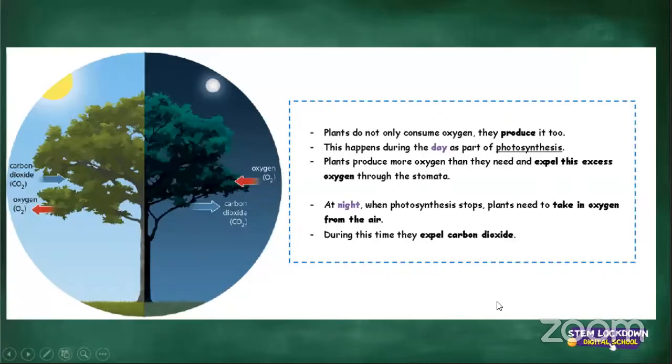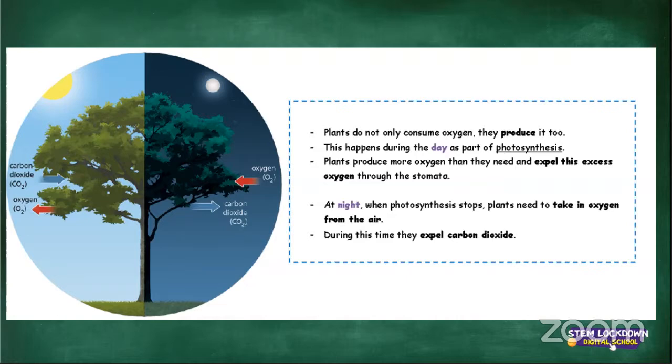Now over here we just have a picture of what happens during the day and during the nighttime. Looking at the first half of the circle, carbon dioxide is what the plants take in and oxygen is what they take out. That's what happens during the day. At nighttime, however, the opposite happens, and that's the process that we call respiration. So during the nighttime, oxygen is what comes in and carbon dioxide is what goes out.